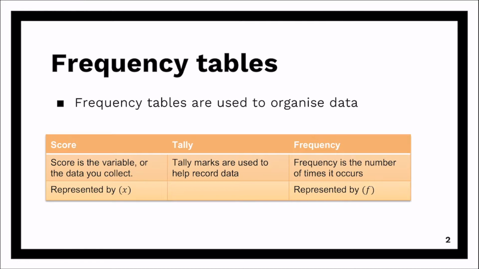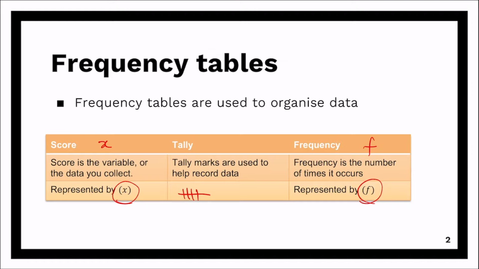So score is the data or the variables that we collect. So basically the responses that they give us. And it is usually represented by X. So whenever you see X on the column, it means score. Tally is just used to help us record the data, and it's just the notches that we do. Frequency is how often the response occurs, represented by F. So if you see F just there by itself, it means frequency.